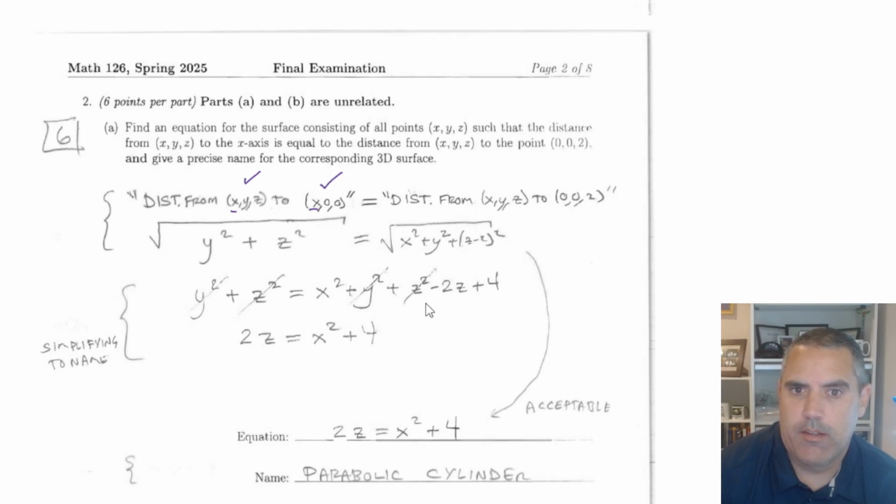We simplify, I did expand this. A bunch of stuff cancels, and you get a cylinder. You actually get a parabolic cylinder. Okay.